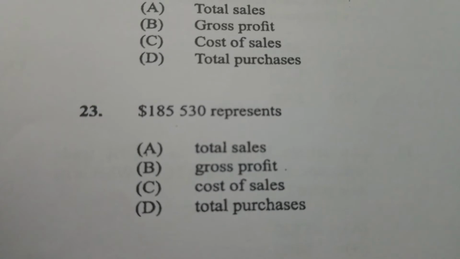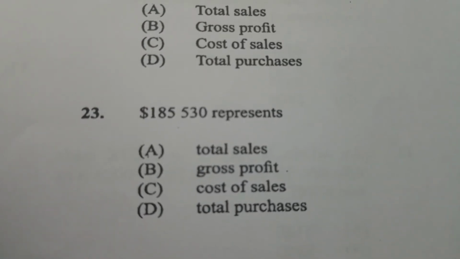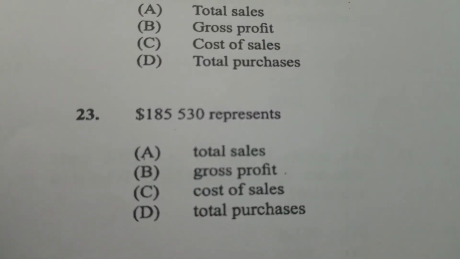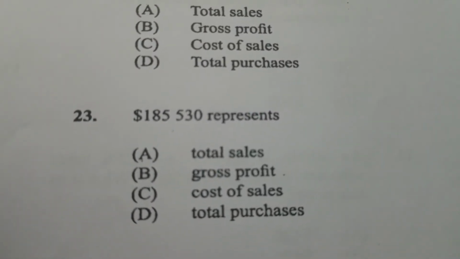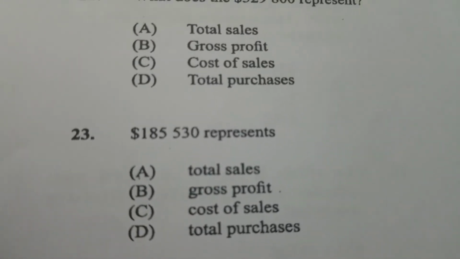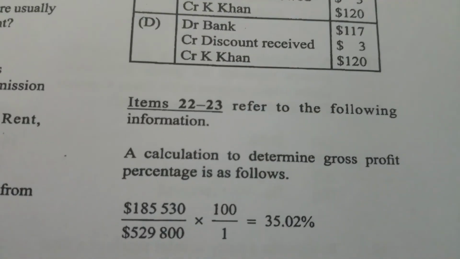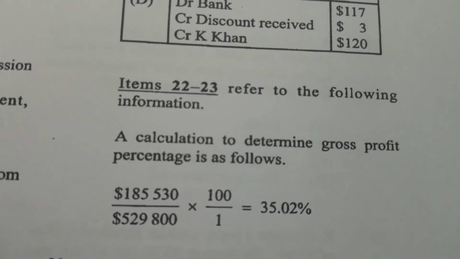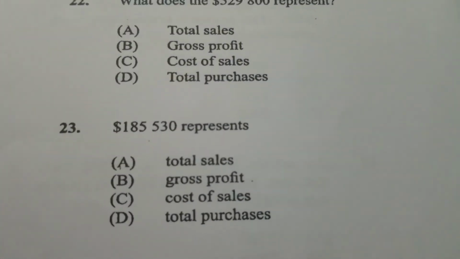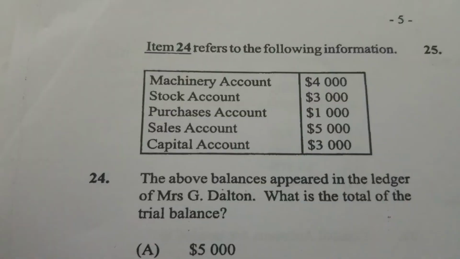Now, item 23 is asking what does 185,330 represent, and it is gross profit, B. Look at the question again, see, B. So it is a gross profit as a percentage of sales, so it would be B. That would be the appropriate answer.